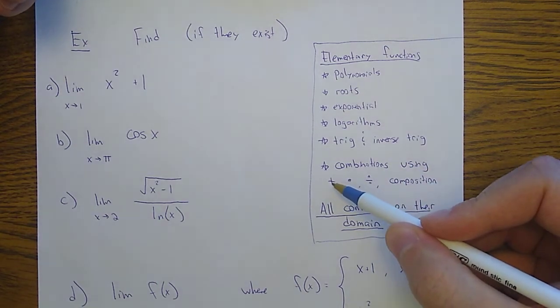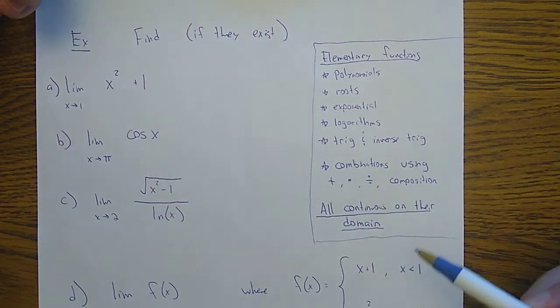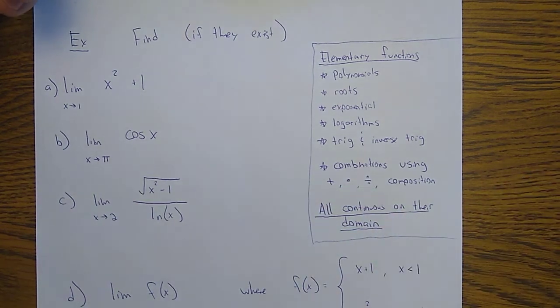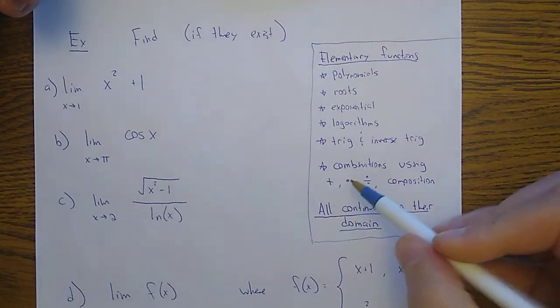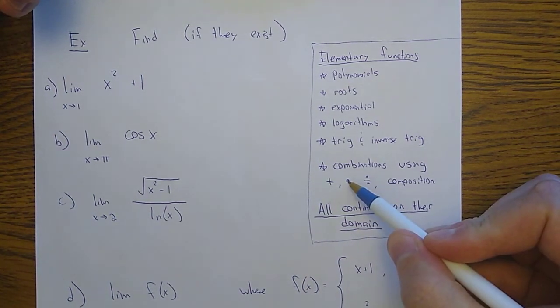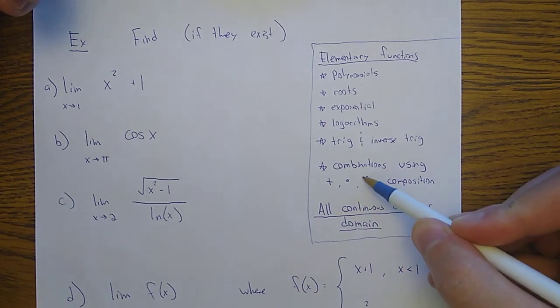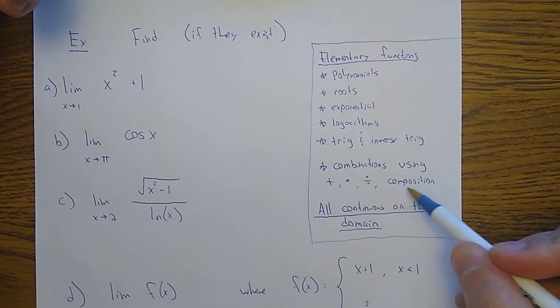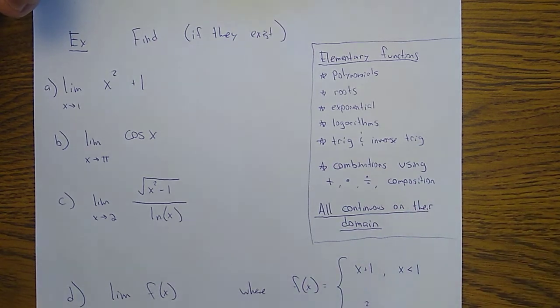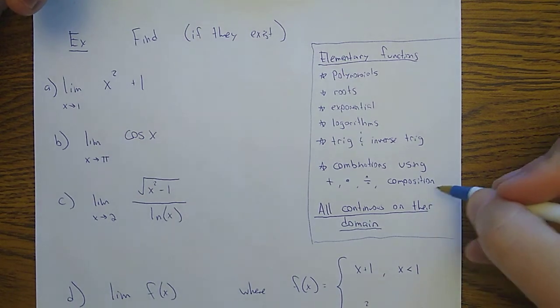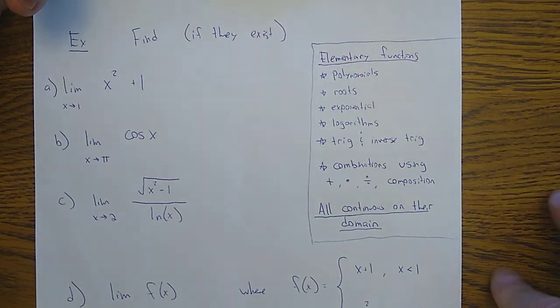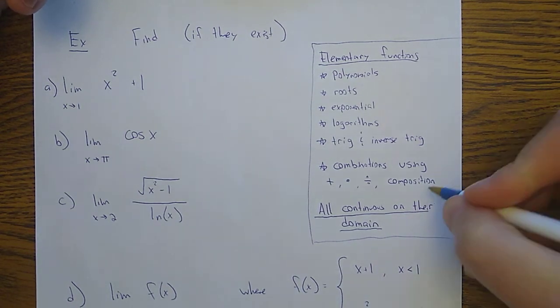I can take an elementary function plus another elementary function, and that's an elementary function. I could multiply two elementary functions, and the result is considered an elementary function. I could divide them. I can also use composition. Composition, once again, is referring to things like f of g of x. So I can plug an elementary function into another elementary function.